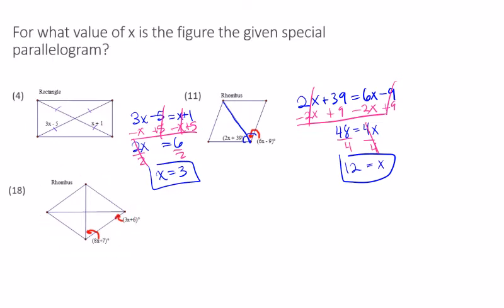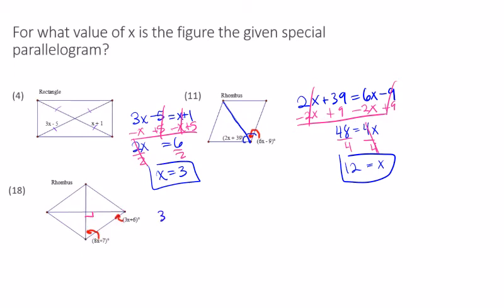So in a rhombus, remember that the diagonals are perpendicular to one another, right? And so if the diagonals are perpendicular, that means that these would be right angles, okay? And so if this is a right angle, that means that these other two angles here would have to add up to 90, right? Because they would all have to add up to 180, and you can do this a few different ways.